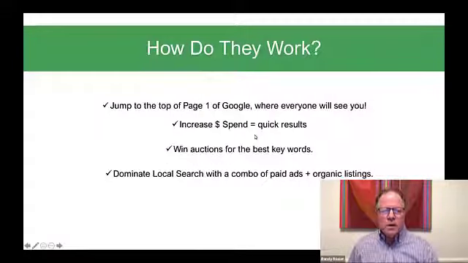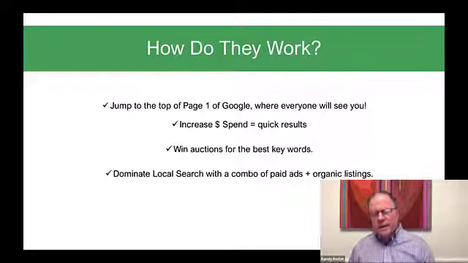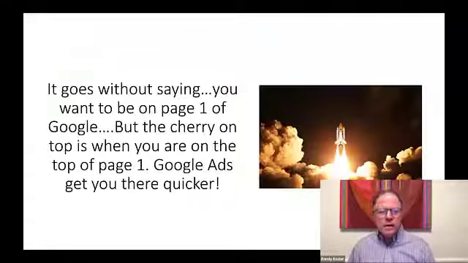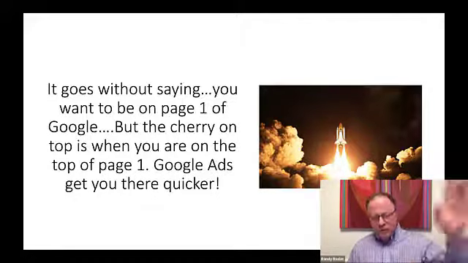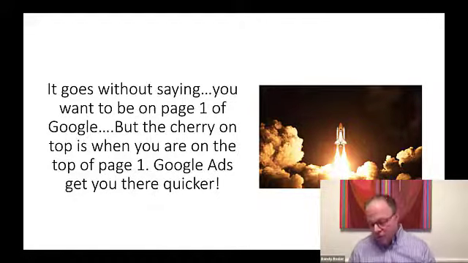And then how do they work? You can jump to the top of page 1 of Google. That's where everyone will see you. You have the ability to throttle it: you can increase your spend to get more results and more often, because it is rotated. You can win auctions for the best keywords. You can dominate your local search with a combination of paid ads and organic listings like blogs, articles, and organic content that helps push you up organically. It goes without saying that you want to be on page 1 of Google, but the cherry on top is being at the top of page 1, and Google Ads are really the vehicle that can get you there quicker.